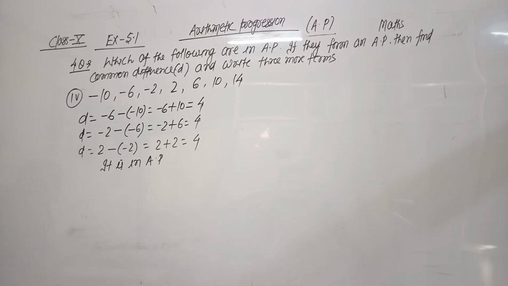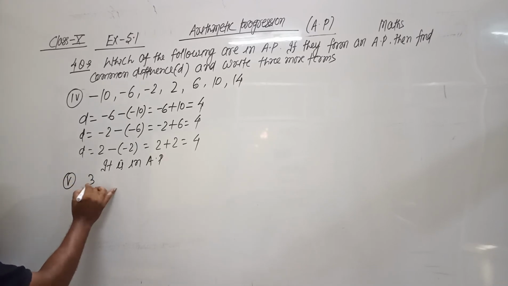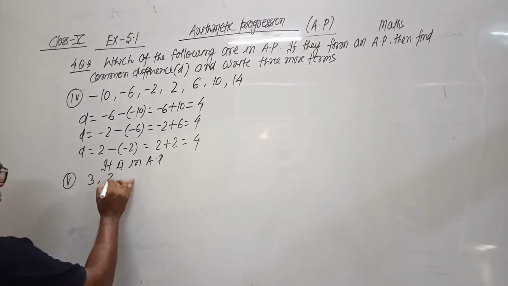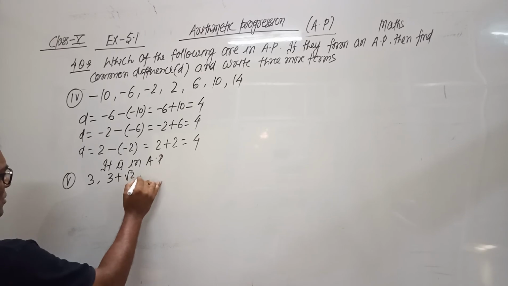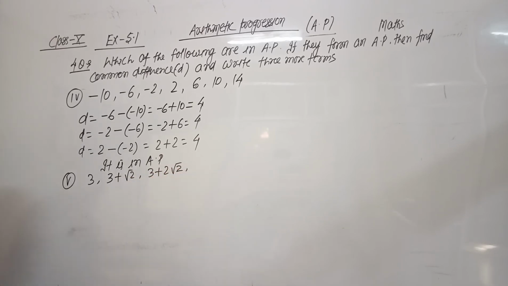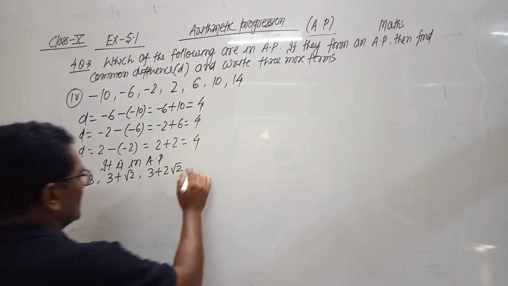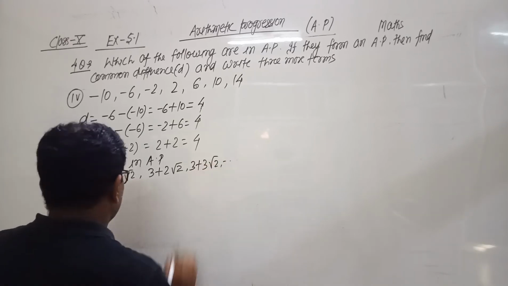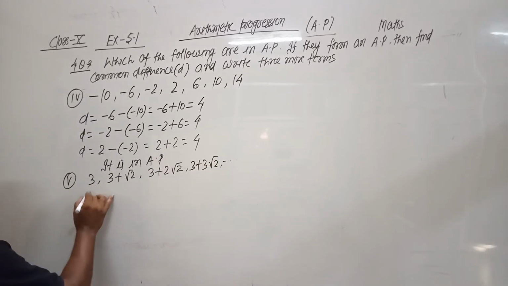Now part 5: 3, 3 plus root 2, 3 plus 2 root 2, and 3 plus 3 root 2. Firstly, we have to check whether it is in AP or not.